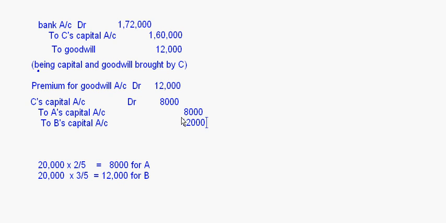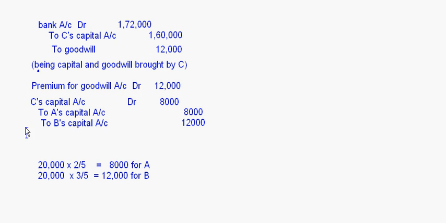Sorry, it's not 30,000, it's 20,000. 20,000 into 2/5, that will be 8,000 for A, right? And 20,000 into 3/5 will be 12,000 for B. So these figures will come here, right? So to A's capital account it will be 8,000, and to B's capital account it will be 12,000, like this.